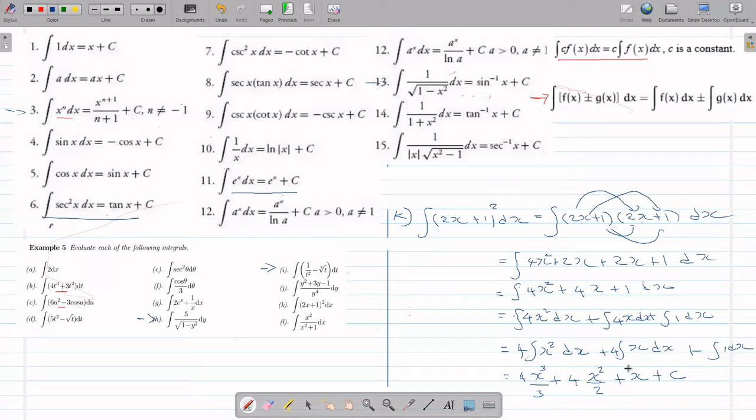So here again, when we have a product, where we would have to use the product rule or the chain rule, I convert it into a sum using algebraic simplification.